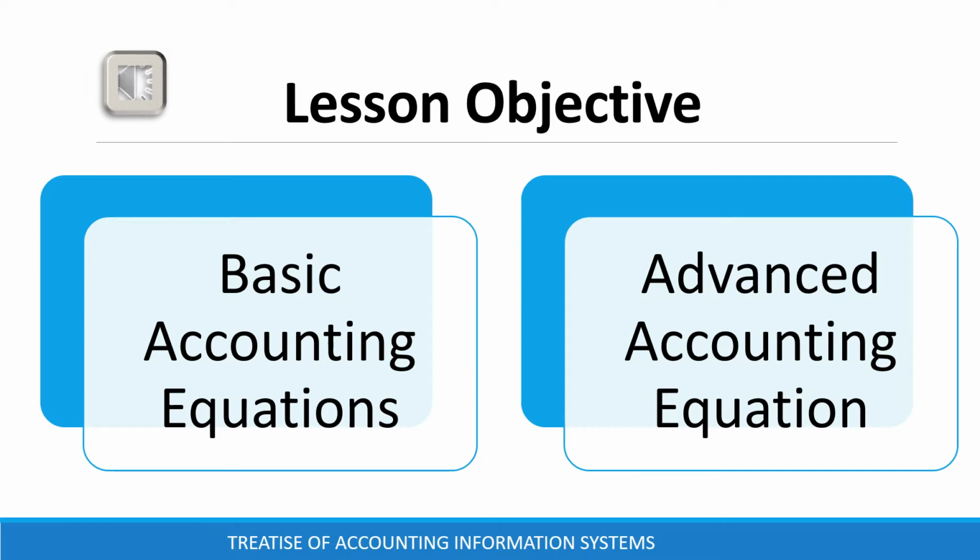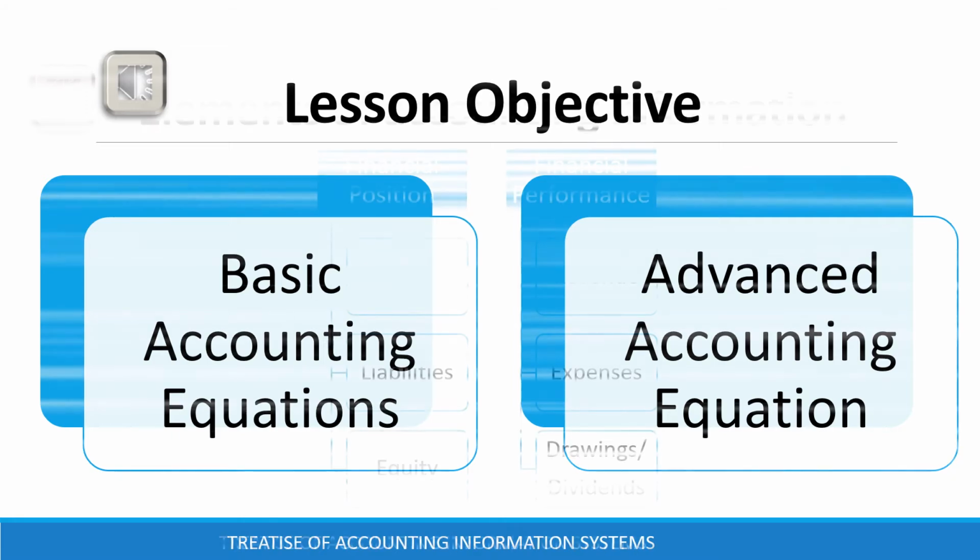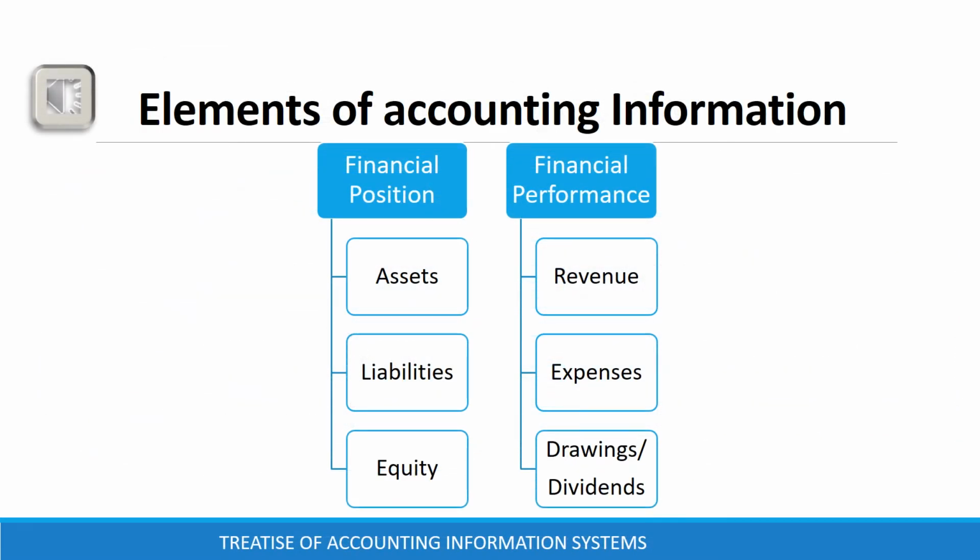In this lesson, we are going to learn about the basic accounting equation and advanced accounting equation. In a previous lesson, we learned about 6 elements of accounting information. We also learned that assets, liabilities, and equity show the financial position of an entity, while revenue, expenses, and drawings show the financial performance of an entity.